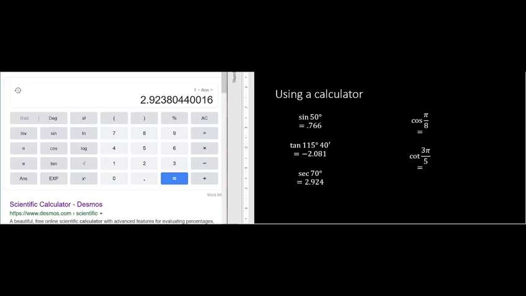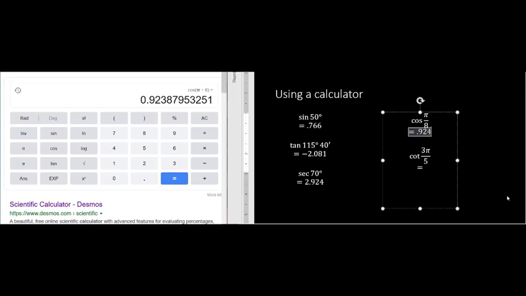Now over here on the right side, we have cosine of pi over 8. Notice there is no degree symbol for this one or the next one, which means we're not dealing with degrees, we're dealing with radians. So make sure you select the radian mode on your calculator, and then just type in what we have. So cosine of pi divided by 8, and that gives you a solution of 0.9238. So we'll round that to 0.924. All right, so that's the cosine of pi over 8.